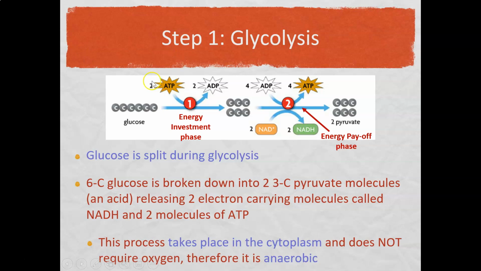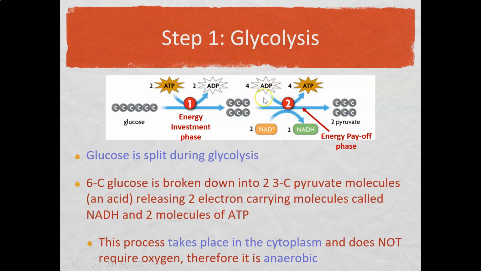And so I'm going to take two ATP molecules and I'm going to break them down into two ADP molecules and use the energy of breaking that phosphate off in order to break this glucose in half. The second phase then is your energy payoff phase. And if you look at what's happening in the diagram here, hopefully that makes sense.